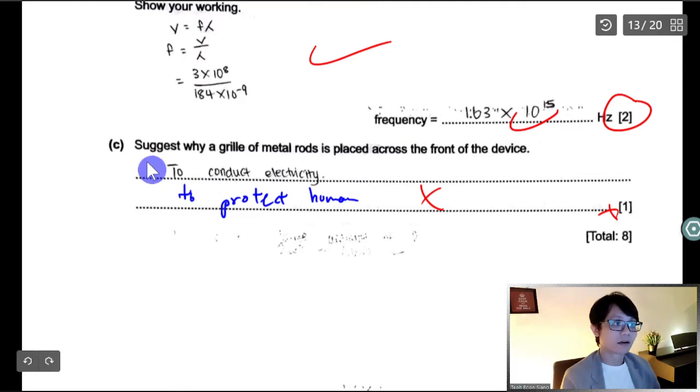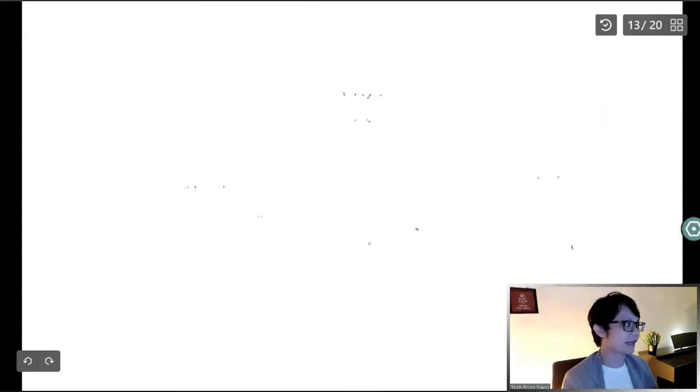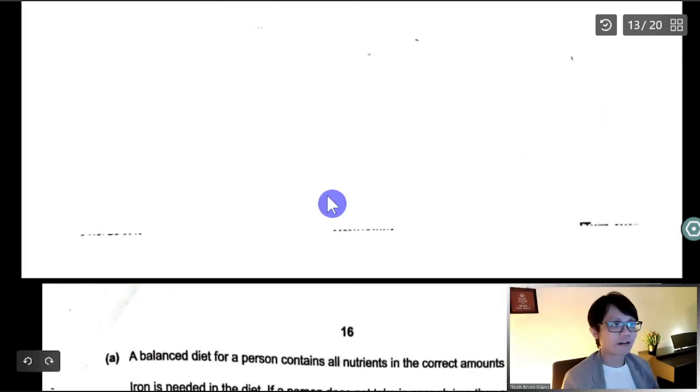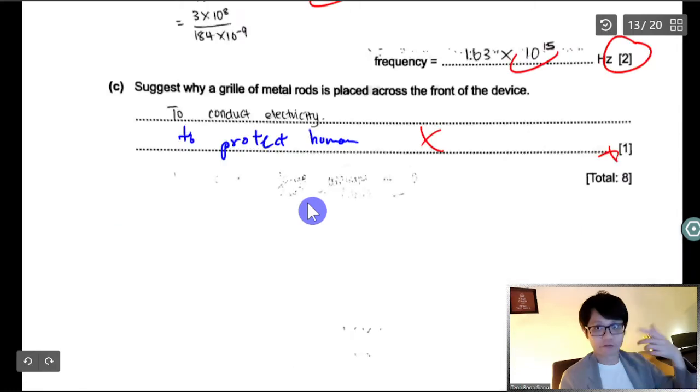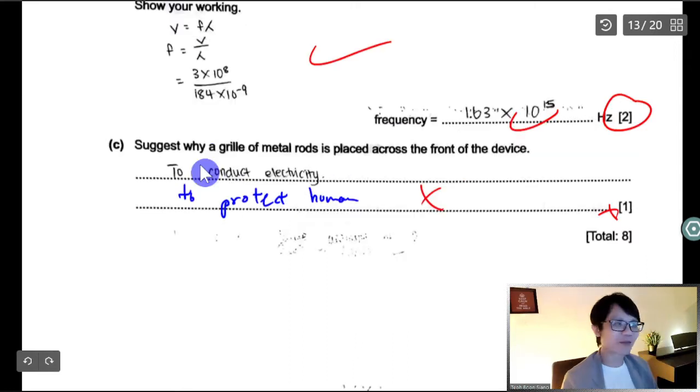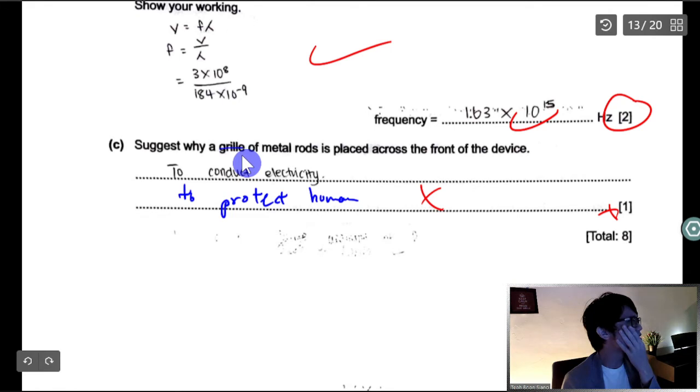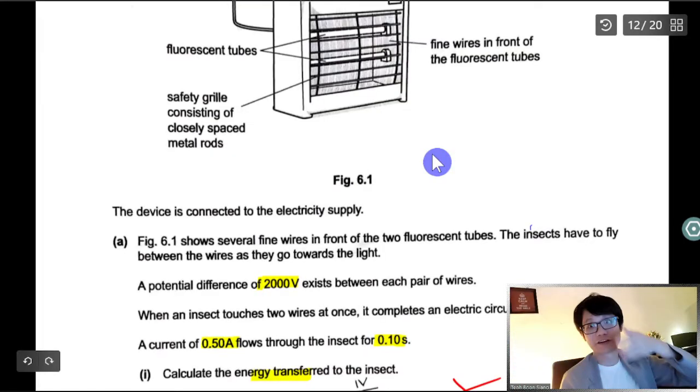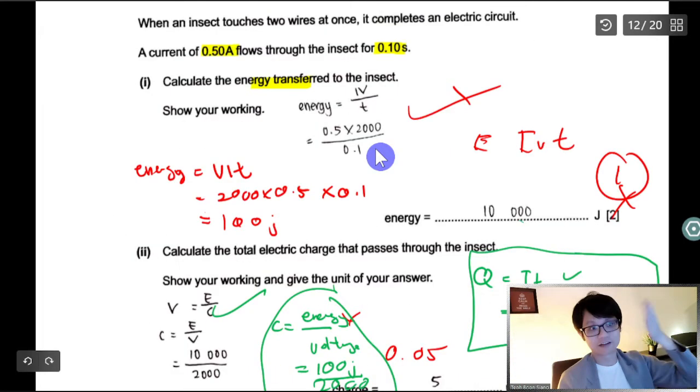So the grill rod is placed there to protect humans from high voltage or anything like that. At first I also didn't understand when I read it, but if you read the question again and again, then you understand what they are talking about. When I read grill metal rod, it seemed to be to conduct electricity. Then I was thinking, why do they use the word grill? Is it a grill door, or a chicken grill? Then I thought, oh, it's this grill, because grill has another meaning, like the grill door. So make sure we understand the question.